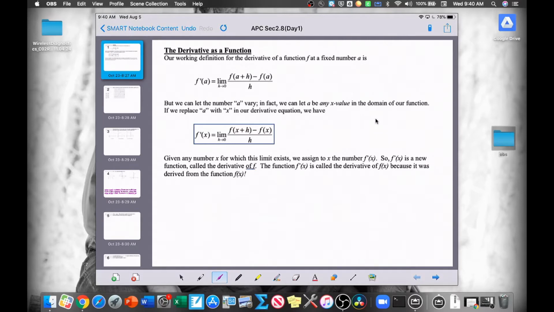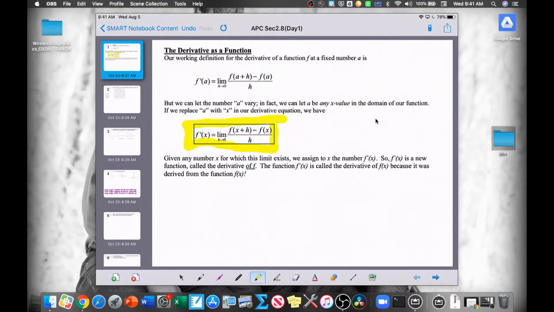But if we replace that a with x in our derivative equation, then we have this equation right here, which is essentially the exact same thing. It's just that it's f of x plus h minus f of x over h. And we think of this equation as being a function itself, okay? So given any number x for which this limit exists, we assign x to the number f prime of x. And so f prime of x is a new function called the derivative of f.